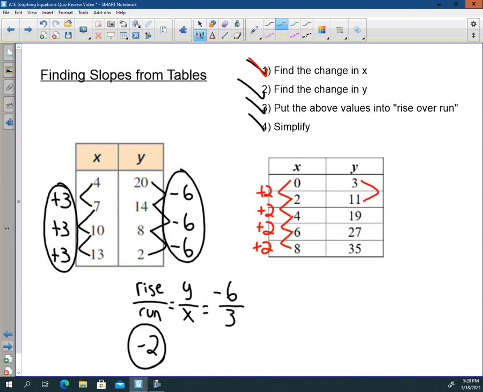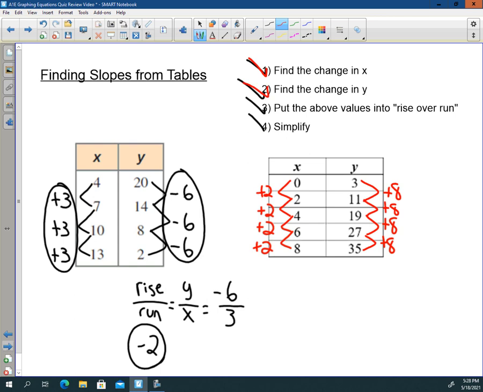Let's see, we get from 3 to 11. 3, 4, 5, 6, 7, 8, 9, 10, 11. You have to add 8. Is that the same going from 11 to 19? Yeah, it is. You have to add 8. And from 19 to 27, you add 8. And from 27 to 35, you add 8. And so that's our change in y, 8.